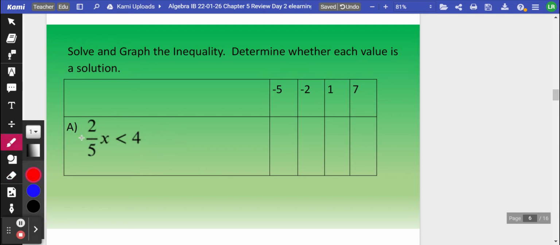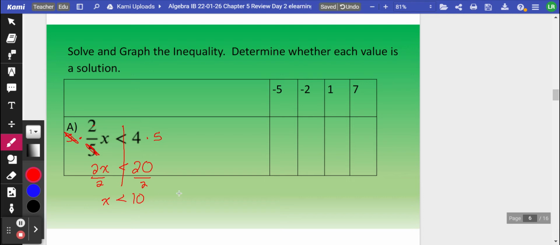This says divided by 5, so I'm going to times by 5. Reminder, these cancel out, so I'm left with just 2x. I do not take that 5 and multiply it by the 2. That's incorrect. It's canceled out. 4 times 5 is 20. Now these are multiplied, so I would divide by 2. It's positives the whole time, so I do not flip the inequality sign. I have x is less than 10.